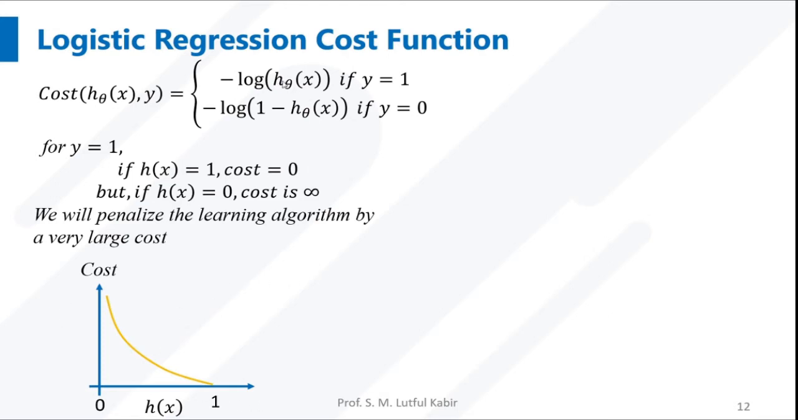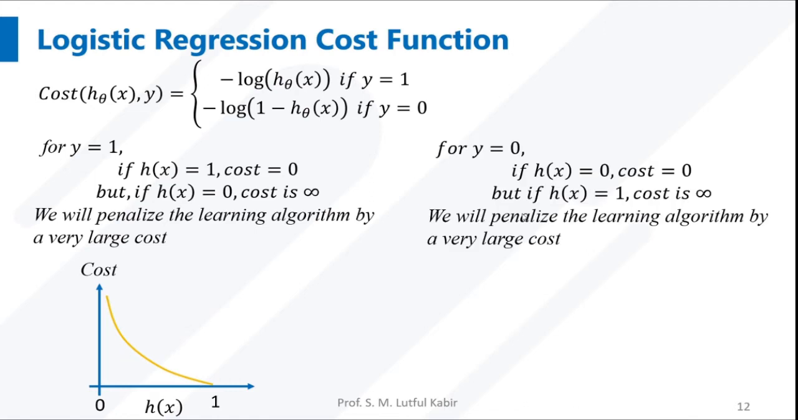So this is the equation we should take for the cost function for logistic regression, and you see the variation is smooth. There is no up and down of the cost function. Similarly, if y equal to 0, the cost function is defined by this equation.